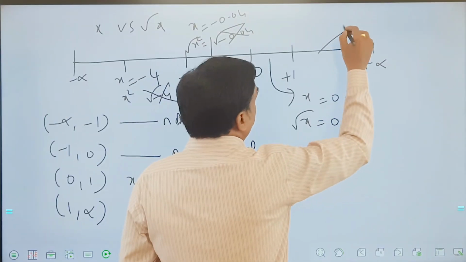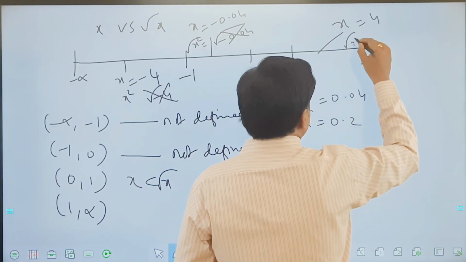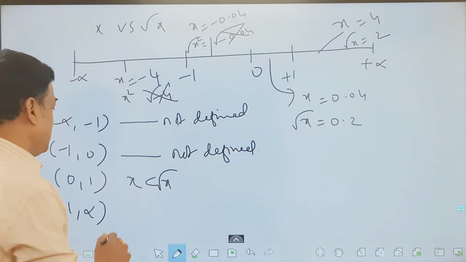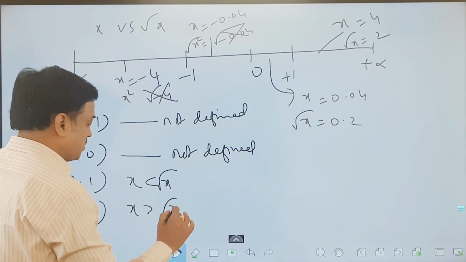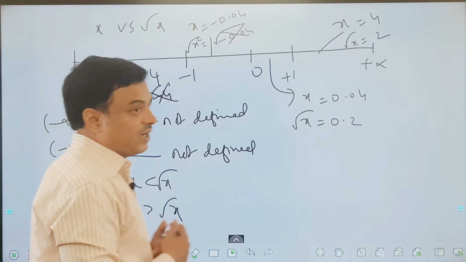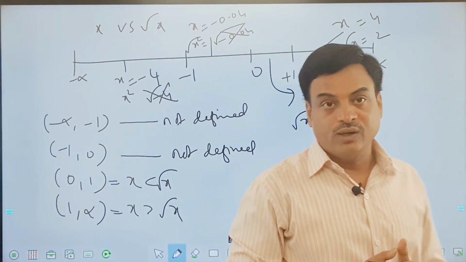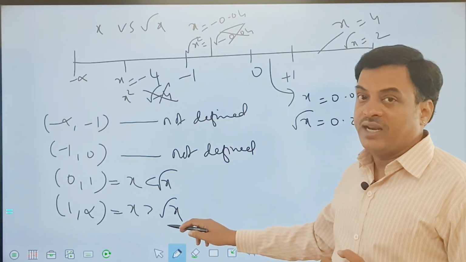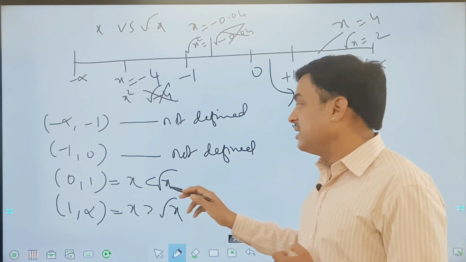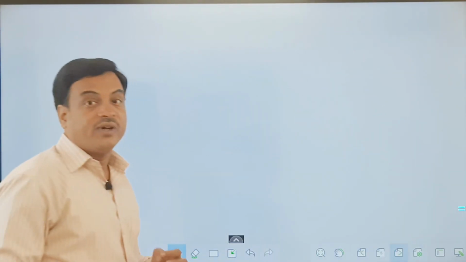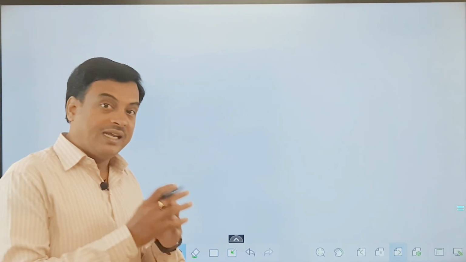And if I take the value of x as 4, root x value will be plus 2 here, and we can see x is greater than root x over here. So this is only defined for positive values. The conclusion will come only for positive values. So if I say x greater than root x, you can say that is between 1 and infinity. X less than root x, it is between 1 and 0. Let us quickly start the examples for linear inequalities.